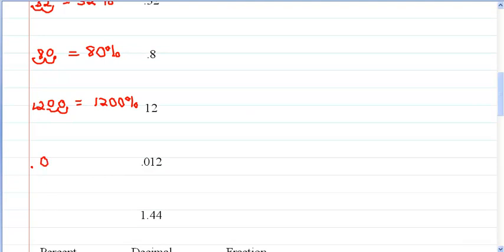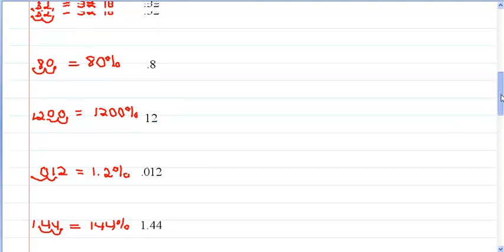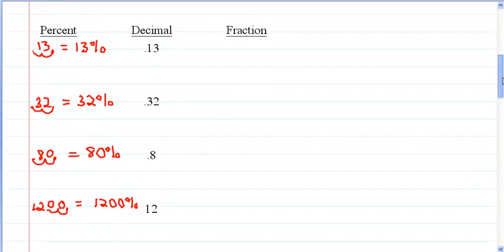For 0.012, I take my decimal point and move it over 2 places to the right to get 1.2%. And then for 1.44, I move my decimal point 2 places to the right to get 144%. So my percent column is done.